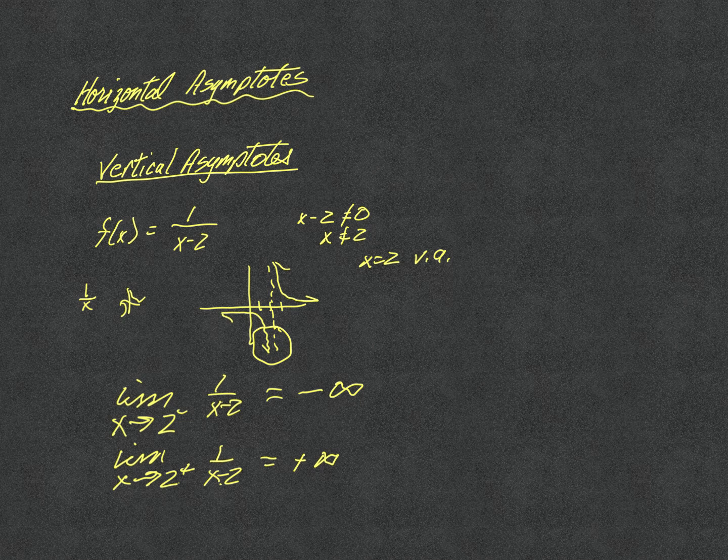Now, if we struggle to see that as negative and positive infinity, this is the one case where using a table can be really helpful. So you do like 1.9, 1.95, 1.99, 1.999, 1.9999. So you get closer and closer to 2 from the left. This is x approaching 2 from the left.